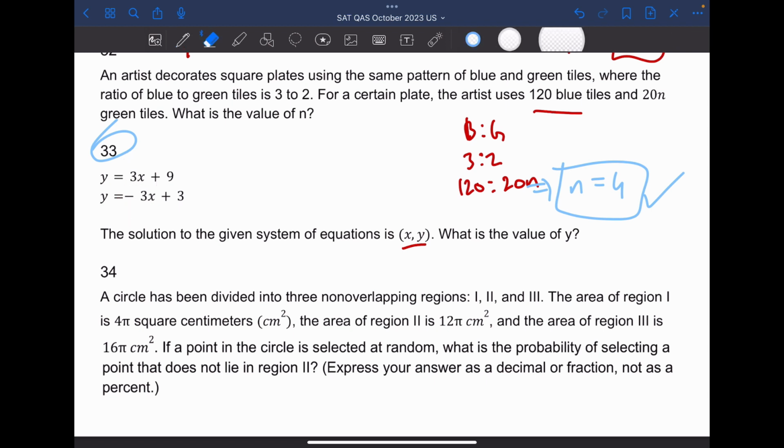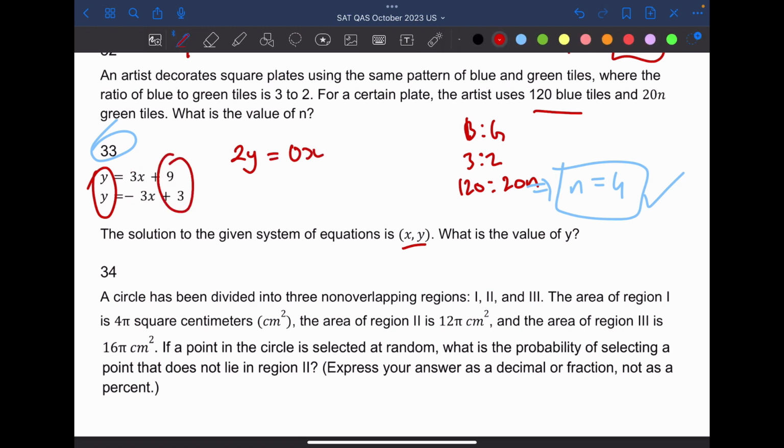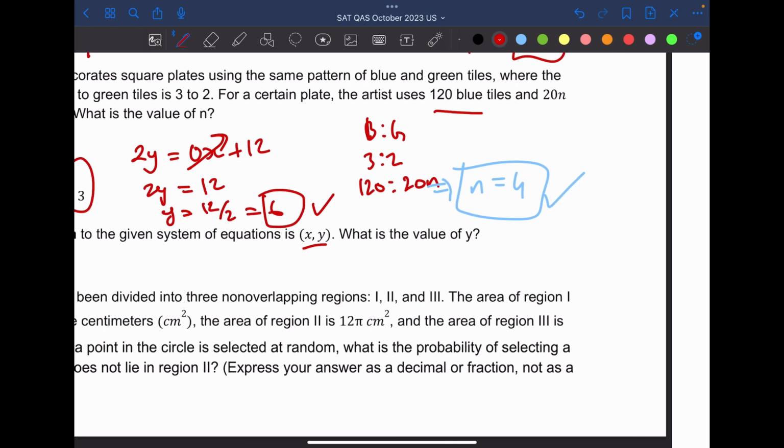So if you add these up, y plus y is 2y. 3x plus negative 3x is 0x, so that is equal to 0x, and then 9 plus 3 is 12. 0x goes away, so 2y is equal to 12. In this case, y is equal to 12 over 2, which is equal to 6. And we're done. That's pretty much the answer. Super easy. Question number 34.